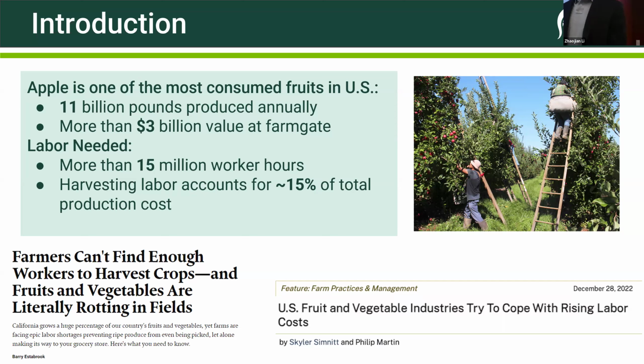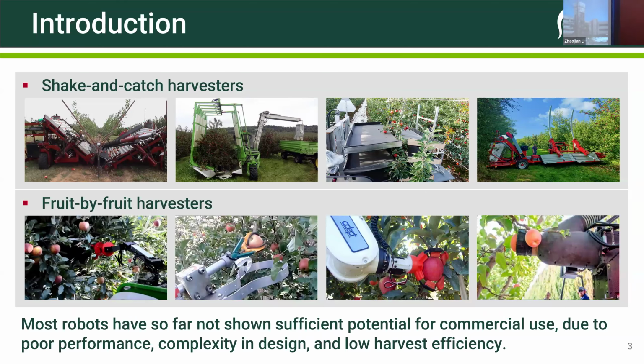Costs are growing so fast. As a result, a lot of efforts have been taken to address the labor challenges, so we are talking about automation and harvesters. There are two major categories of harvesters. One is the shake-and-catch harvester. The idea is to have a device that can shake the trees so that the apples fall down and it can catch the fruits. This is a very efficient way to detach the fruits from the tree.